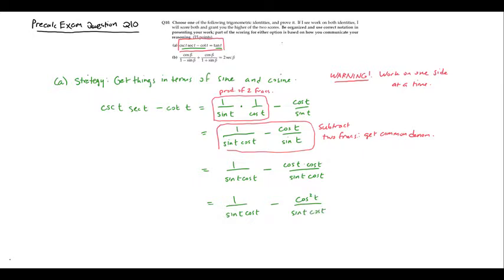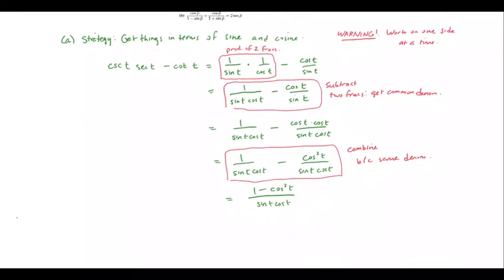And now I can combine. I can combine these because they have the same denominator. So just make a note of that. Combining those with the same denominator gives me what? The denominator is going to be sine of t cosine of t. And I have 1 minus cosine squared of t. Super. That should look familiar.